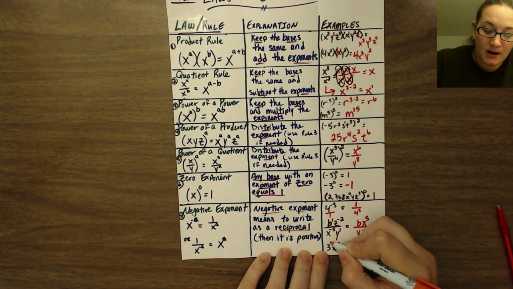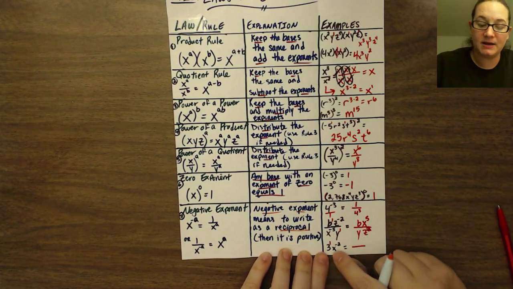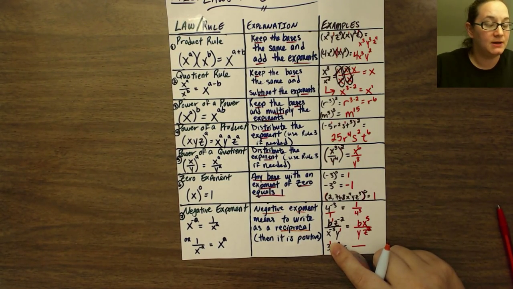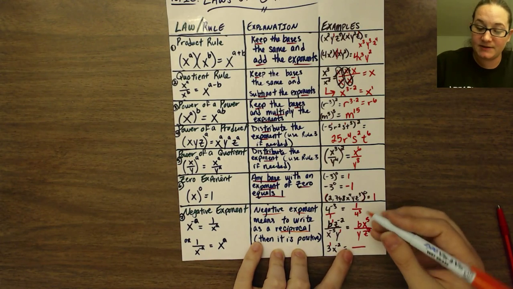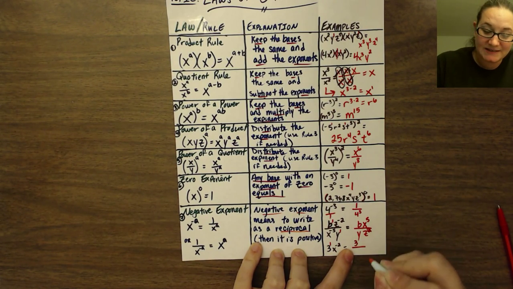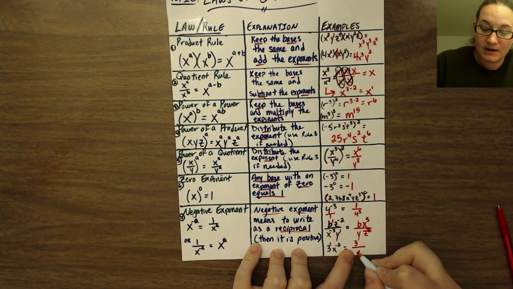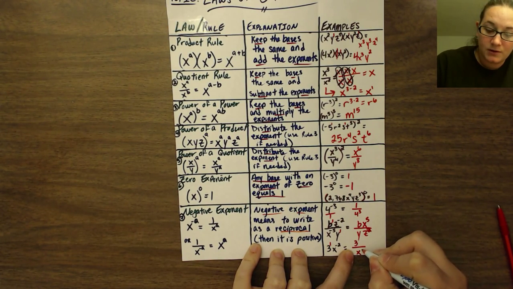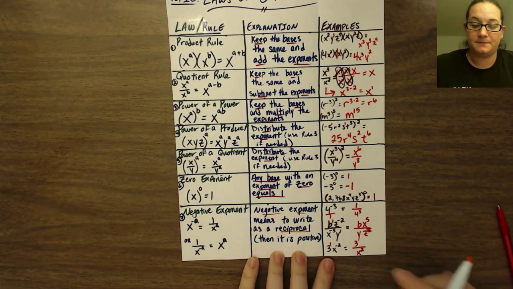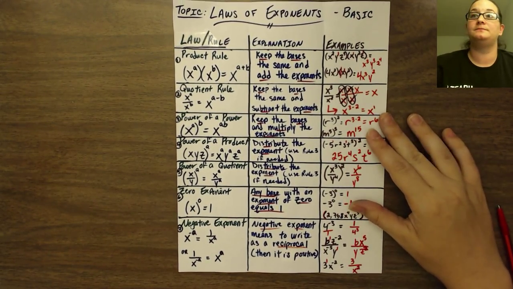So this has a positive 1. Because it's a normal number, the default is that it's sitting on the top, and I don't need to change it, so it's going to stay on the top. This x is a negative exponent, so that will move to the bottom. So that's the answer I get for that one.